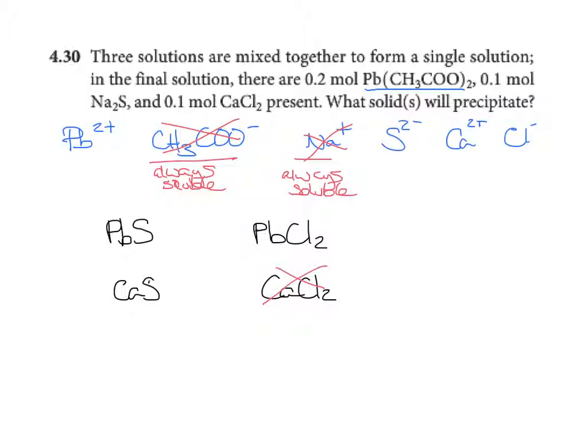Okay, so let's talk about the lead sulfide, the lead chloride, and the calcium sulfide. So do you recognize any of those from the solubility rules? Any of those as being definitely soluble, definitely insoluble? Yeah, sulfides are usually insoluble. The only time it would be soluble is if it was with an alkali metal, but we already crossed out the sodium, so we don't need to worry about that. So this one is definitely going to precipitate.